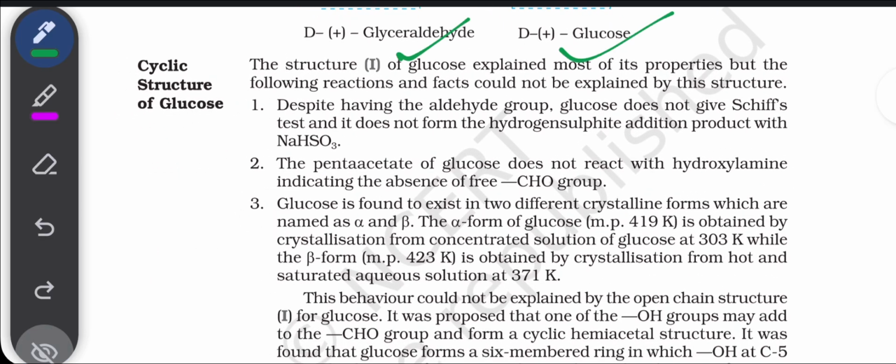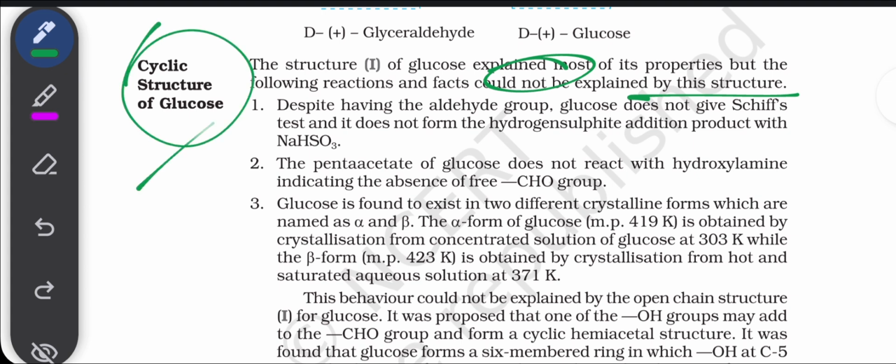Cyclic structure of glucose. The structure of glucose explained most of its properties, but the following reactions and facts could not be explained by it. Despite having the aldehyde group, glucose does not give Schiff's test, and it does not form the hydrogen sulfite addition product with NaHSO3. So we are studying the cyclic structure of glucose, and these were the reasons: it has an aldehyde group but still does not give Schiff's test, and also does not form the hydrogen sulfite addition product with NaHSO3.